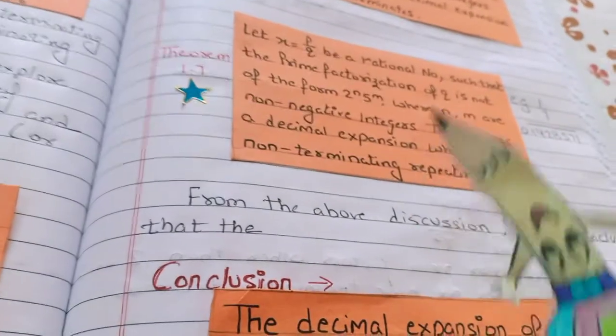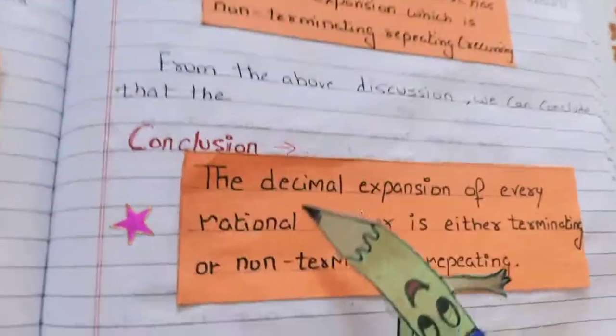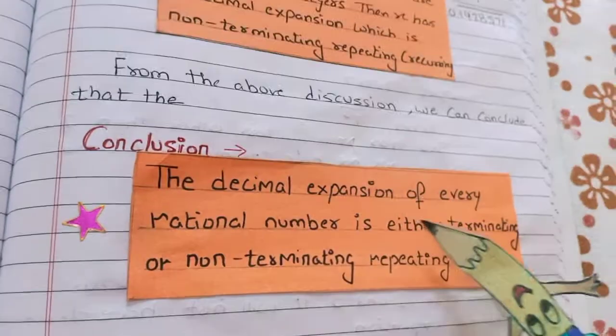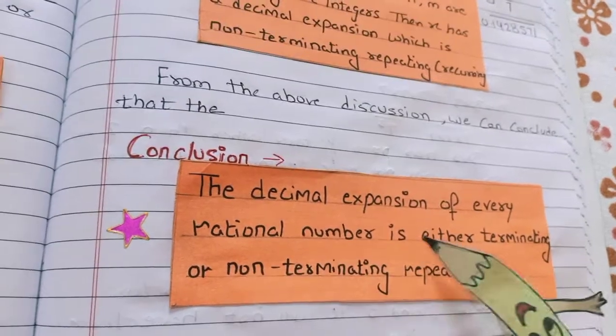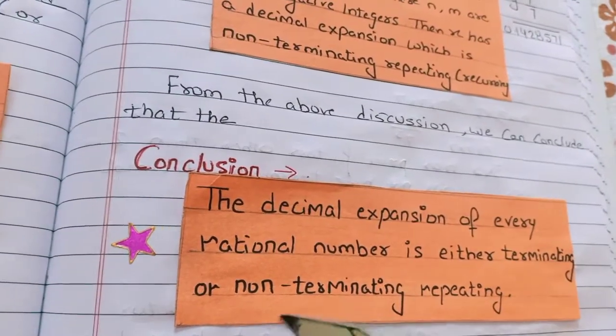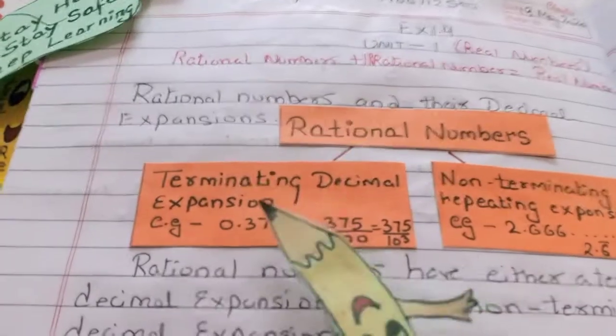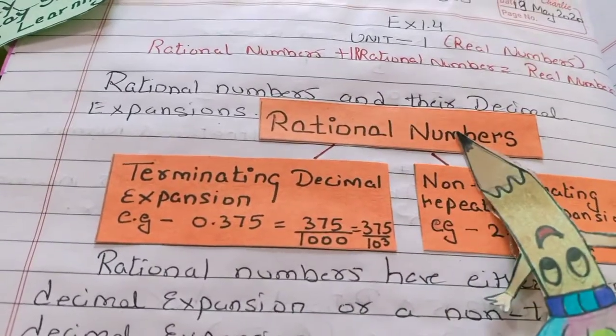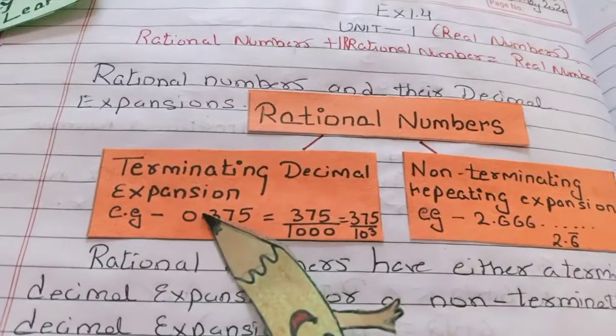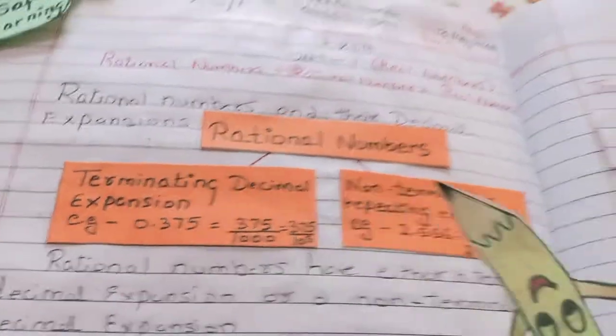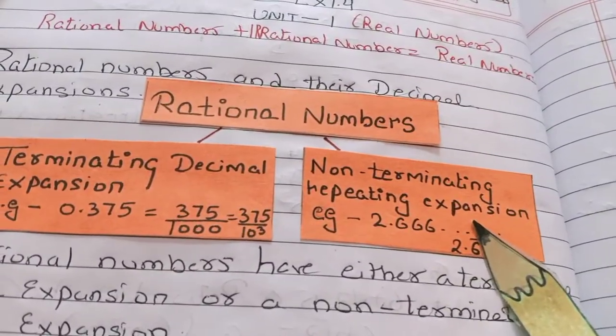Conclusion from the above discussion from theorems 1.6, 1.5, 1.7: we conclude the decimal expansion of every rational number is either terminating or non-terminating repeating. This is our today's topic. Rational numbers have either a terminating expansion or a non-terminating expansion.